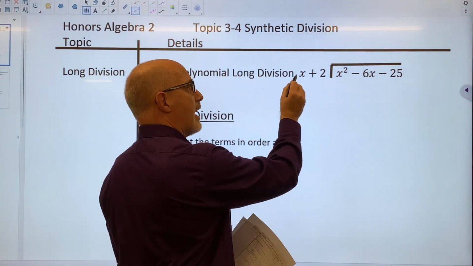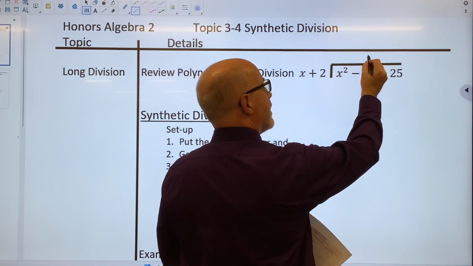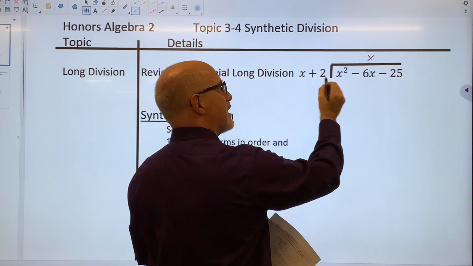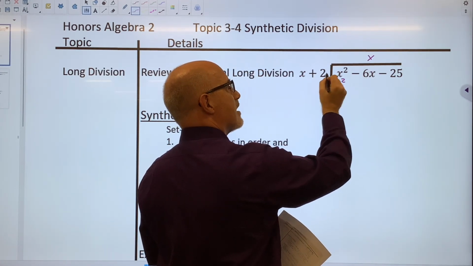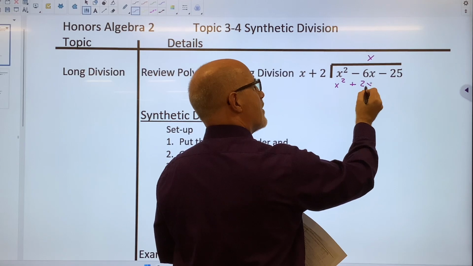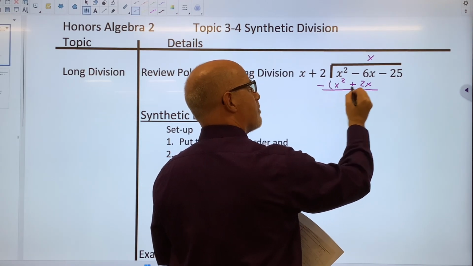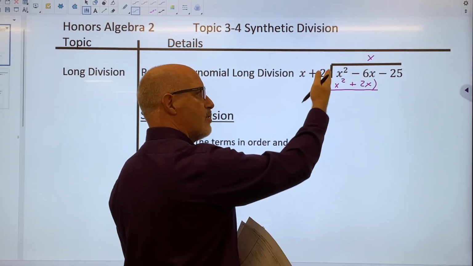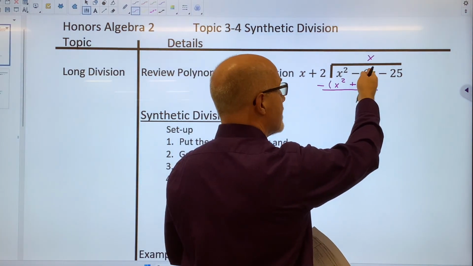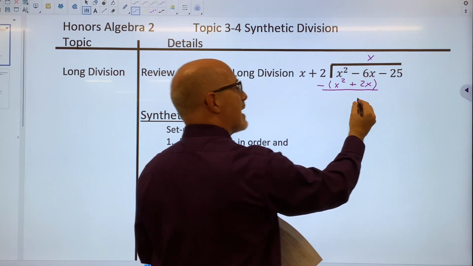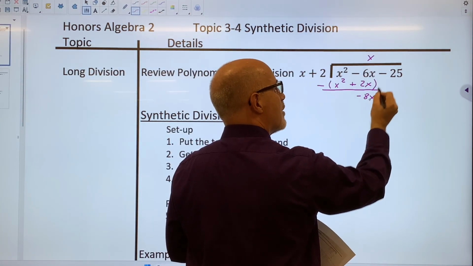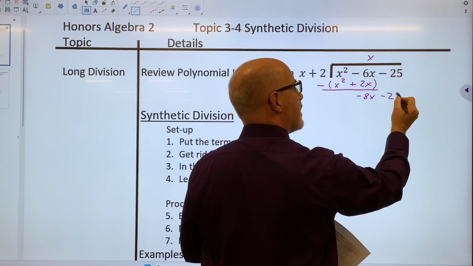we first think x times what gives me the x squared, and that's an x, so x times x is x squared, x times 2 is a 2x. Then we're going to subtract the polynomial. So subtract straight down, you have no more x squareds. Negative 6x minus 2x is negative 8x. Bring down the next term, negative 25.